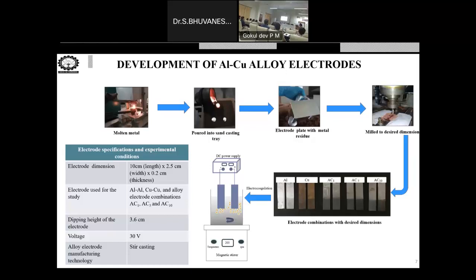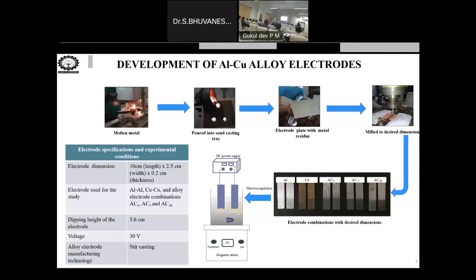Like that, he has selected different electrode combinations, and these electrode combinations have been inserted in this electrocoagulation cell, and he is giving some potential like 30 volts. I think it is written down. So 30 volts has been given as electrical potential, and electrocoagulation will be taking place.